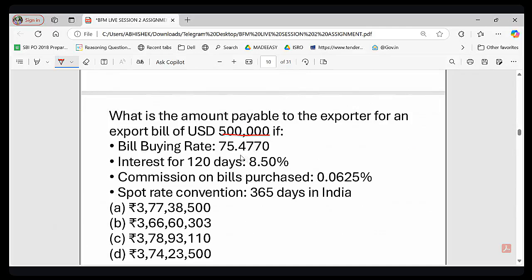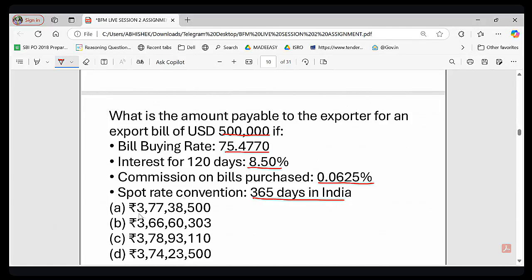Data is the same as we have seen in the earlier question. Bill buying rate is 75.4770. Interest for 120 days is 8.50%. Commission on the bill purchase is 0.0625%. And the convention is 365 days in India. Right. Options have been given like this.